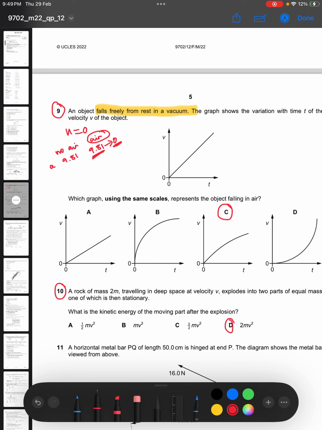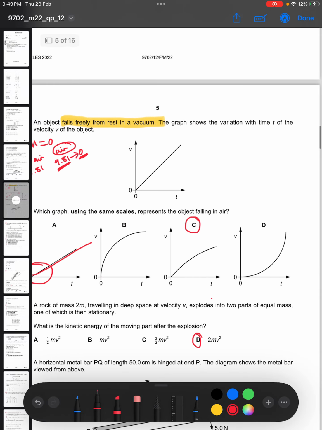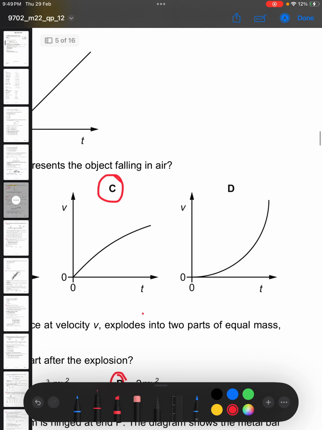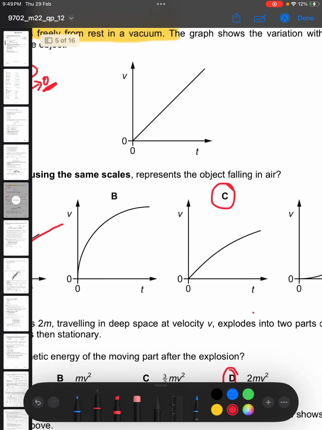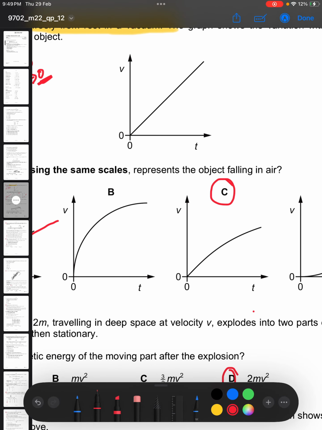So the options were very limited between the two. For example, this one would not work. Why? Because the gradient is constant throughout here. And this one also would not work because the gradient is actually increasing, meaning that acceleration is increasing. So we were left with the two options.